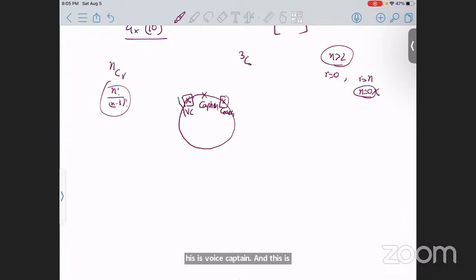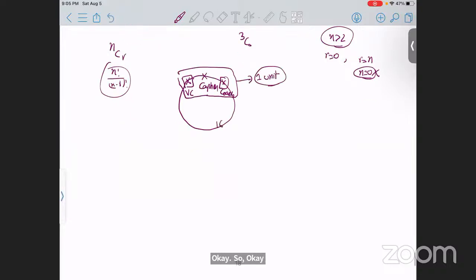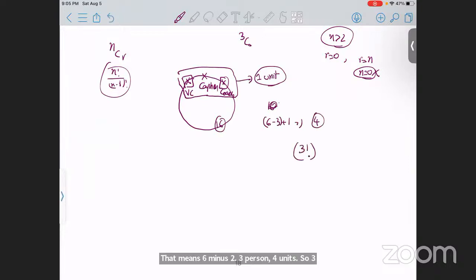Look, I will just give you an idea. Take these 3 as one unit. For suppose there are 6 members now. 6 minus 3 plus 1, that is 4 units. So you can arrange in circular 3 factorial ways, and then you can arrange these 3, coach, vice captain, captain, in 3 factorial ways. This will be the answer.